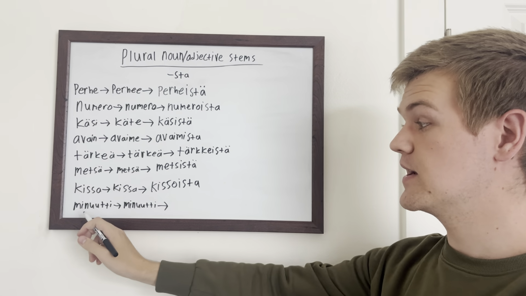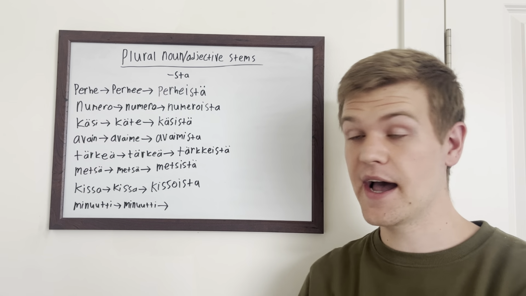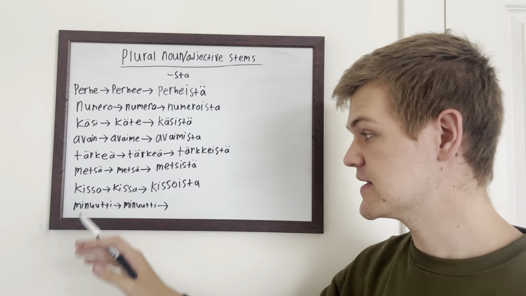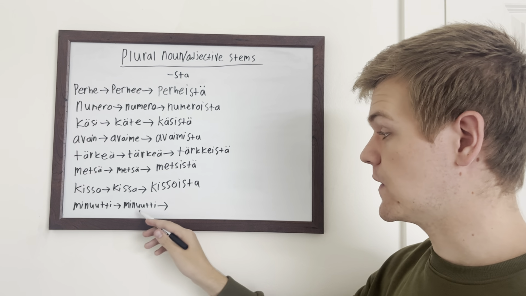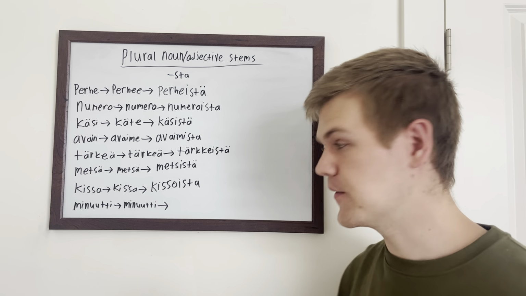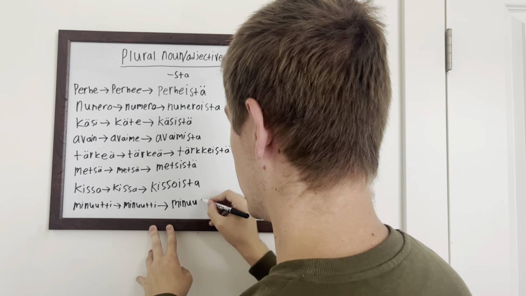And then this last one, minuutti. This one ends in an I in its stem as well, so it doesn't change to an E when we do the stem. This means minute, minuutti. And so when it ends in I, remember we add the E before the I. Minuutte.